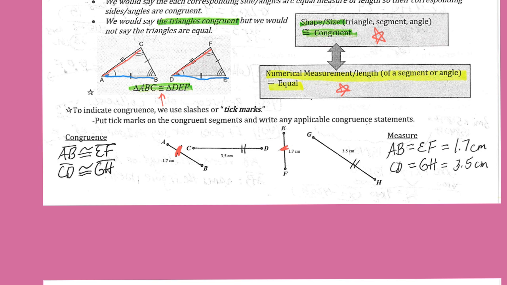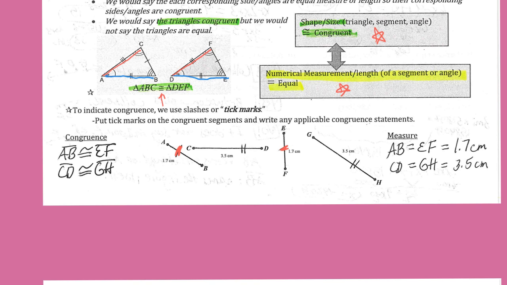Congruent means same shape and size, so the length would be equal, okay? And then we could do the same thing with CD. Look at CD, I got 2 hatch marks on there. It pairs up with GH, so therefore segment CD is congruent to GH. They have the same shape and size.